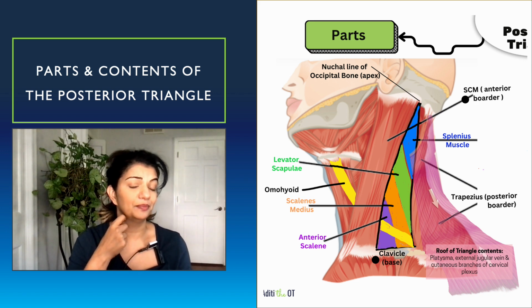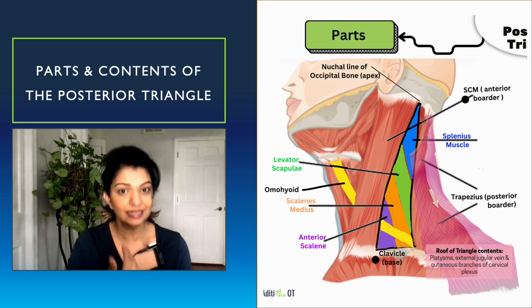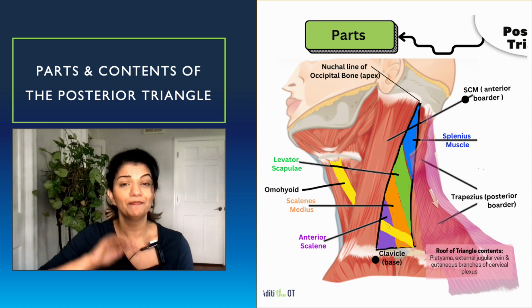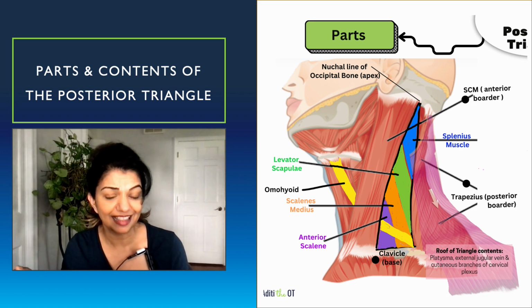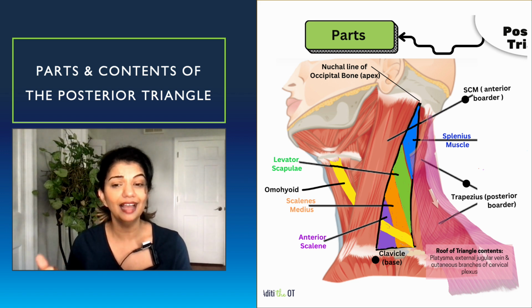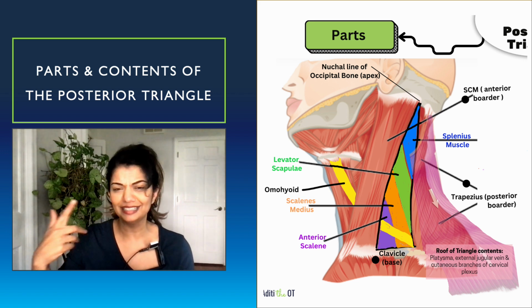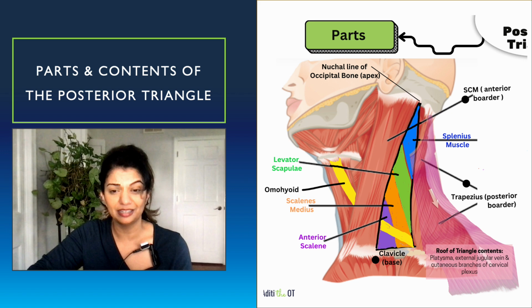And this SCM has a posterior border. That's actually going to be the anterior part of the triangle. I know, a bit confusing, but if you look at the picture here, you see that the SCM is actually going to be the anterior border of the triangle. Okay. The other side is the trapezius, and that's actually the posterior border of the triangle, and it's the anterior portion of the trapezius. So you might have to say that to yourself a few times to wrap your head around it, but that's essentially what it is.